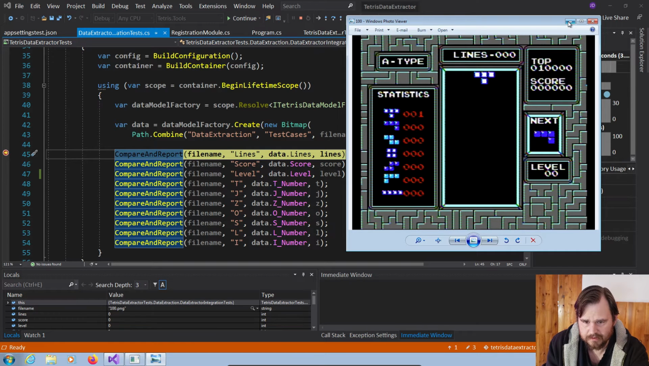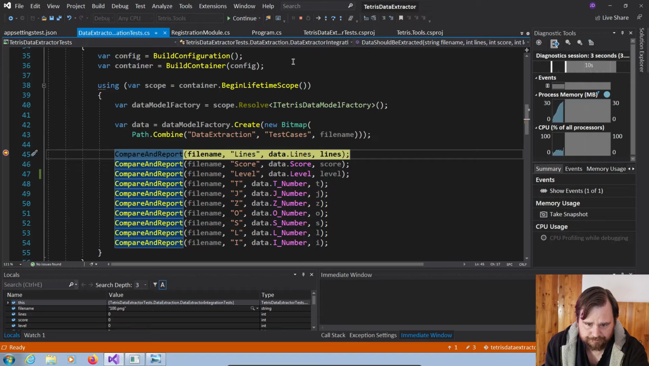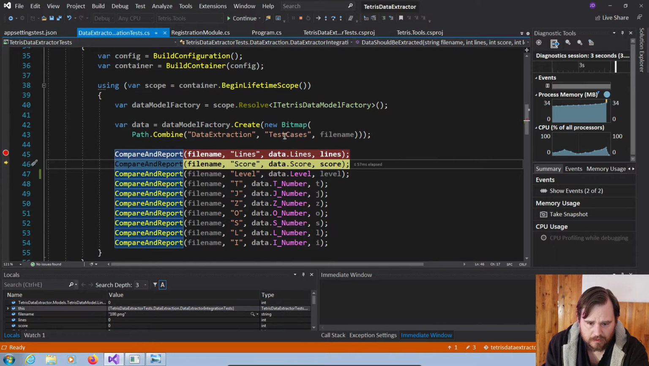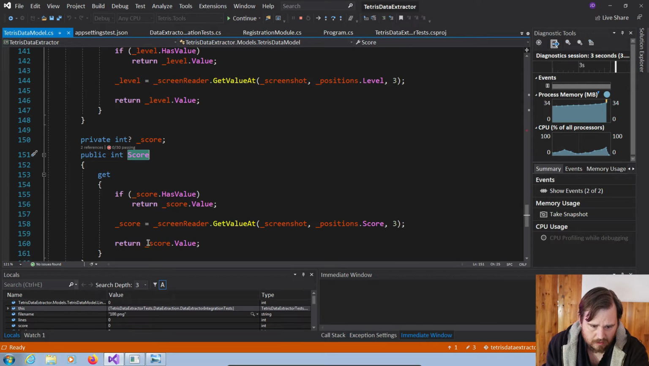Okay, so let's look at score. So what we're going to do is we're going to go into score. And we're going to put a breakpoint here. The first time. Oh, look at this.